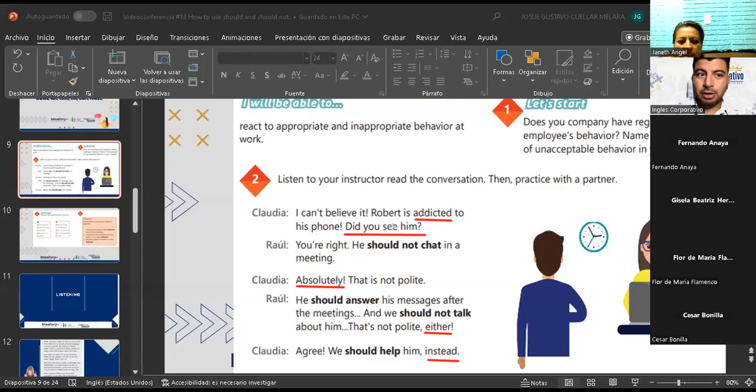Did you see him? ¿Lo viste? No es do you see him. Porque si alguien dice do you see him, ¿lo ves? Es diferente que did you see him? ¿Lo viste? You're right. Tienes razón.